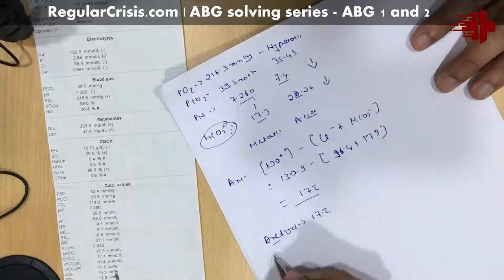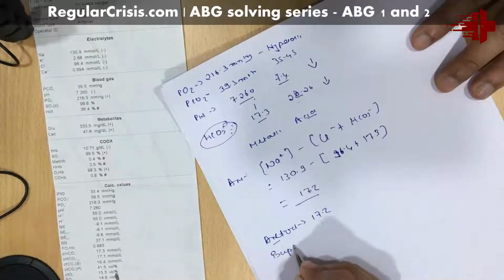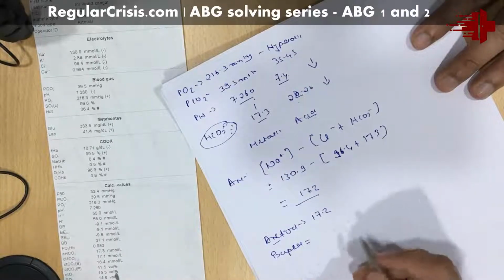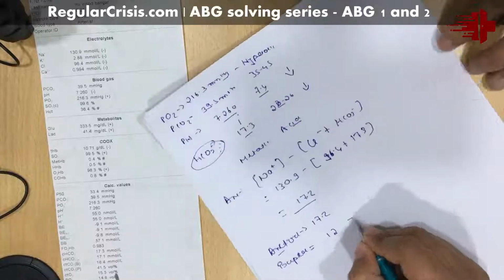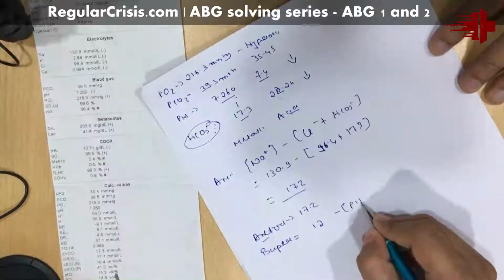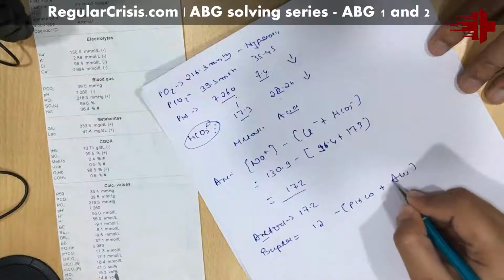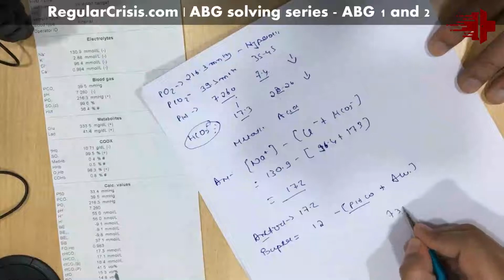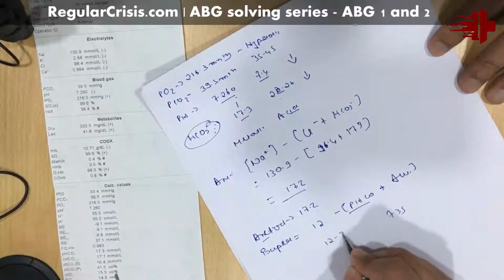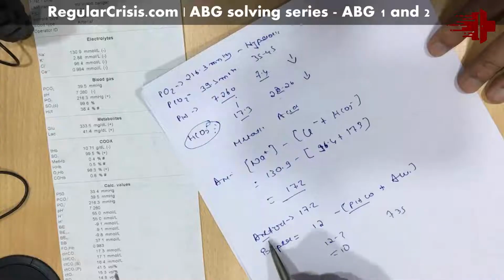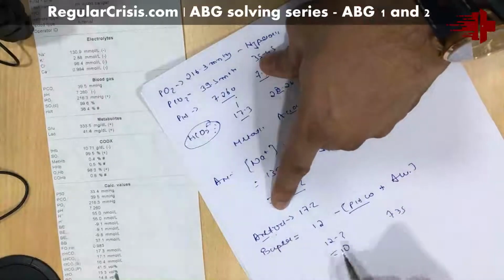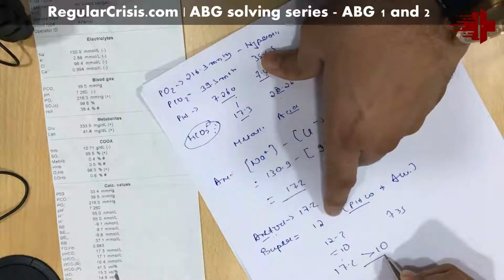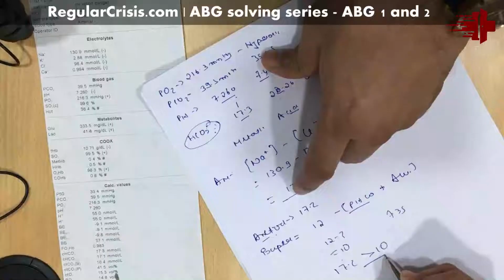Now we will compare with what is expected in this patient. Only then we will be able to know whether it is high, normal or low. So what should be the expected anion gap? The expected anion gap is calculated by 12 minus the pH correction plus the albumin correction. Since there is no albumin correction here, we will go for the pH correction. Since pH is less than 7.35, we will deduct 2. So 12 minus 2 is 10. Our actual anion gap is 17.2, expected is 10, and the actual is more than 10 plus 2. So it will be high anion gap metabolic acidosis.